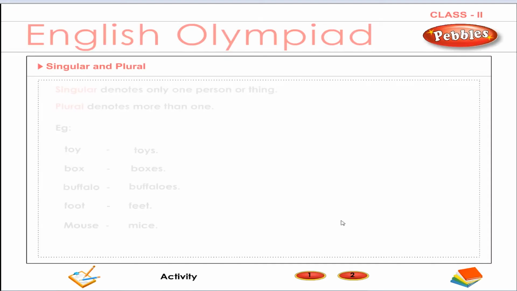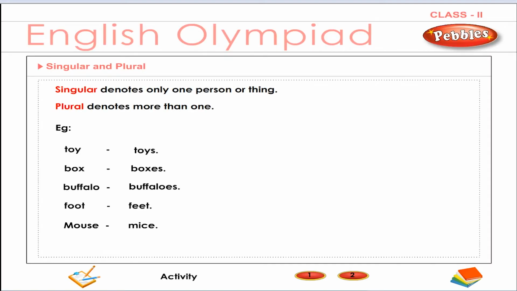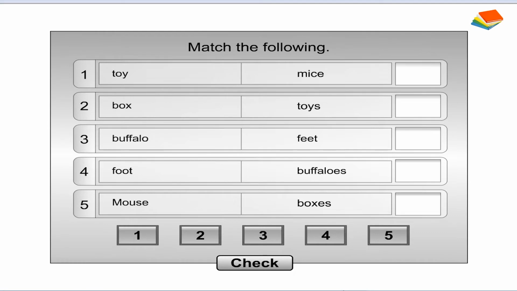Singular and plural. Singular denotes only one person or thing. Plural denotes more than one. Example, toy, toys. Box, boxes. Buffalo, buffaloes. Foot, feet. Mouse, mice. Match the following.